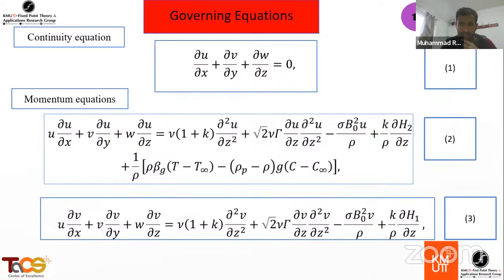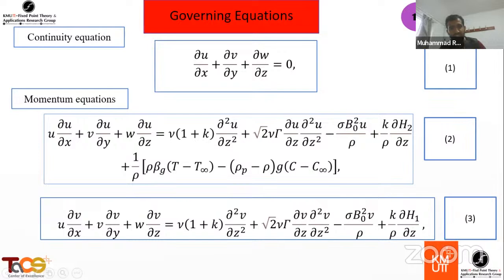On the basis of the above flow assumptions, we are going to model the problem by using the continuity equation defined in equation 1 and the momentum equations defined in equations 2 and 3. In equation 2, the momentum equation is along the X direction. Here, B0 is the applied magnetic field and H2 is the micropolar parameter. And the terms beta g, rho p, and C minus C infinity are the mixed convection effects.